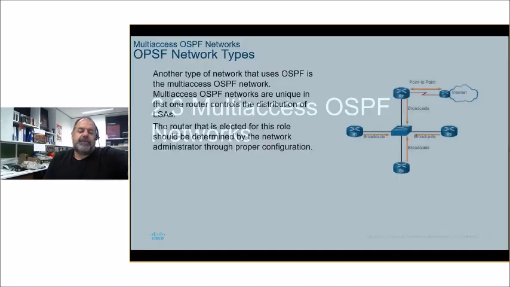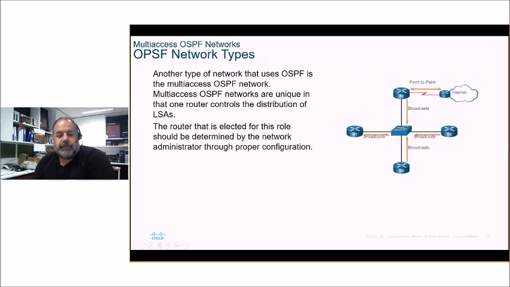Okay, so multi-access or broadcast network is of course your most common one. Here we've got a slightly different setup for OSPF. We've got 4 routers and they all communicate via a central switch, and that is where DRs and BDRs are required. Multi-access OSPF networks are unique in that one router controls the distribution of link state advertisements. The router that is elected for this role should be determined by the network administrator through proper configuration.